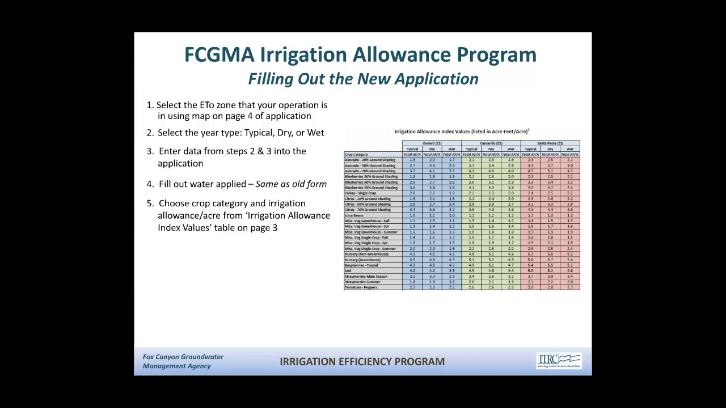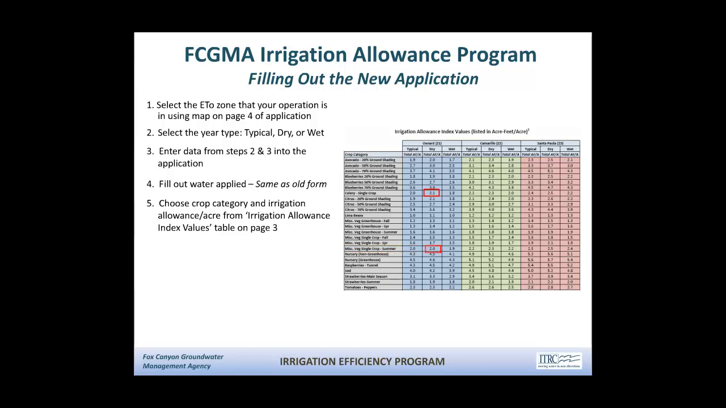The first step for a celery grower would be to look up the single season value for celery. For a celery grower in Zone 1 during a dry year, that value would be 2.1 acre-feet per acre. Since it is common for celery fields to be double cropped with a different crop, a grower would need to include other crops that are farmed on that specific field. In this example, the second crop is a summer vegetable crop.